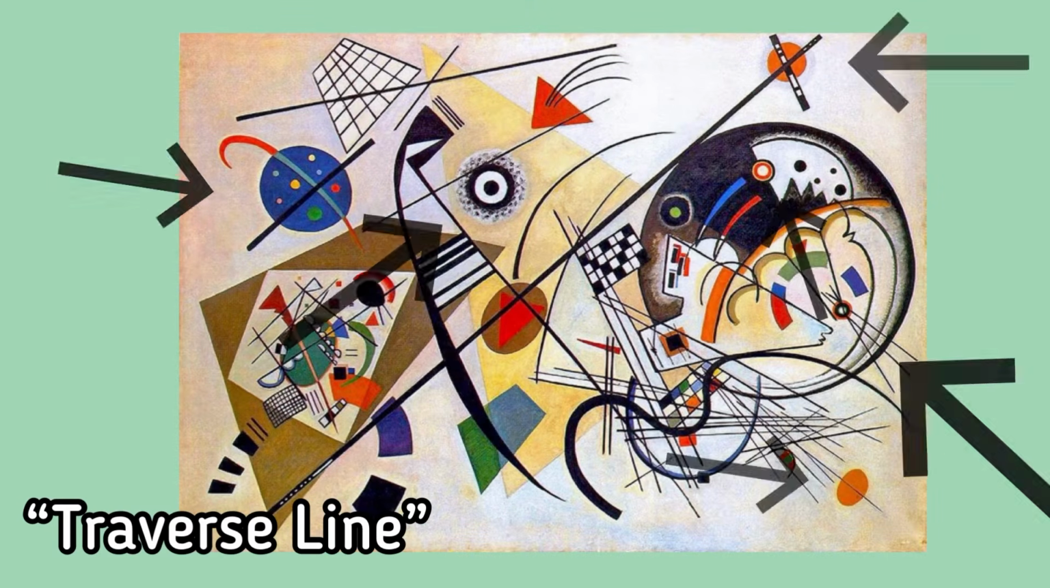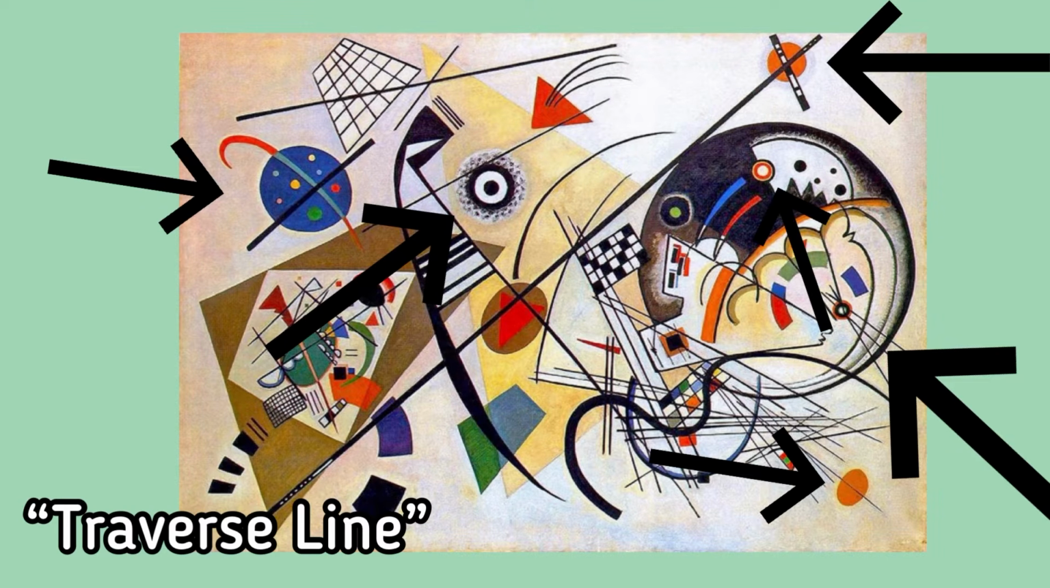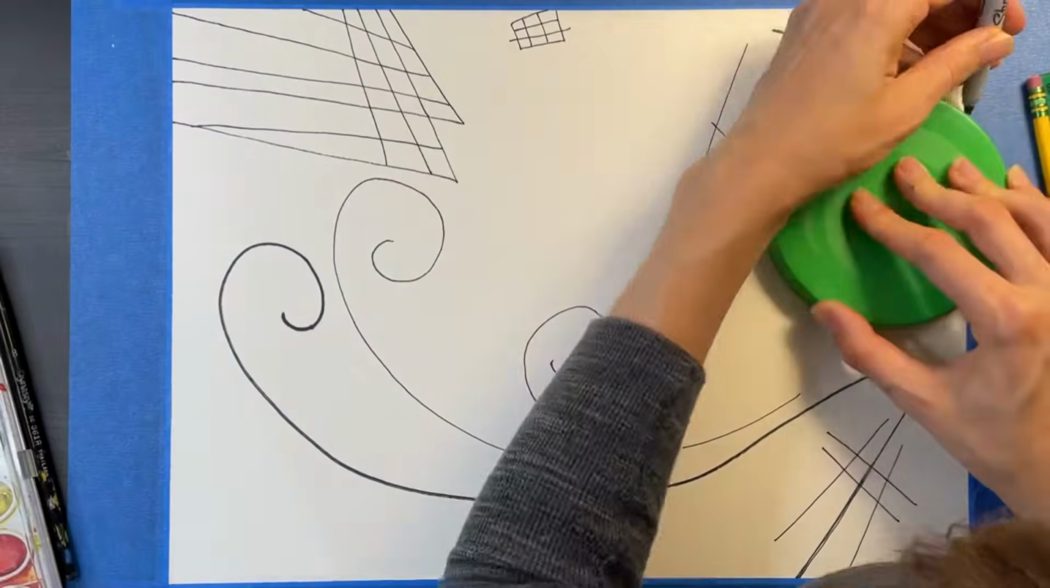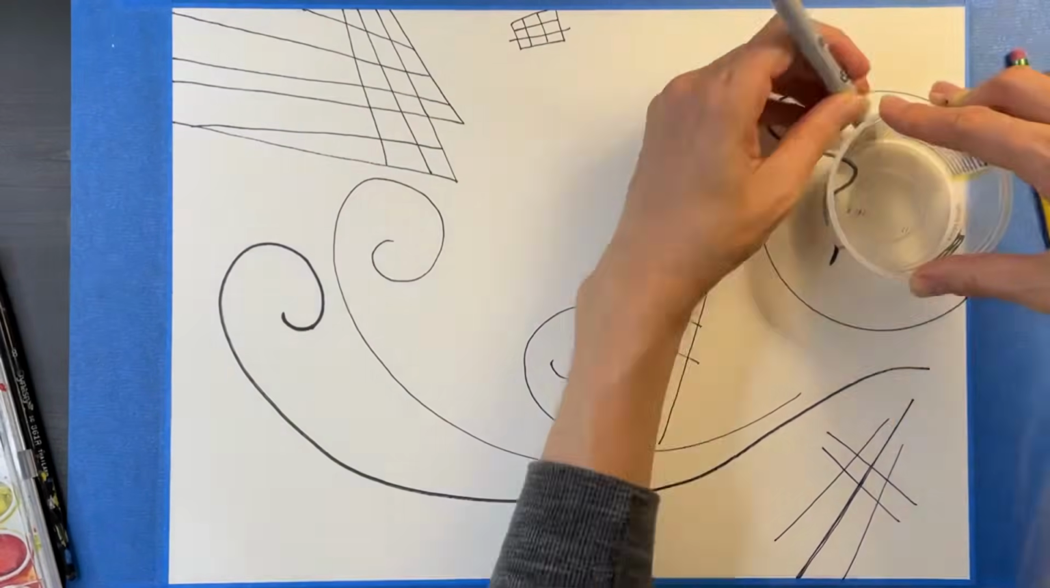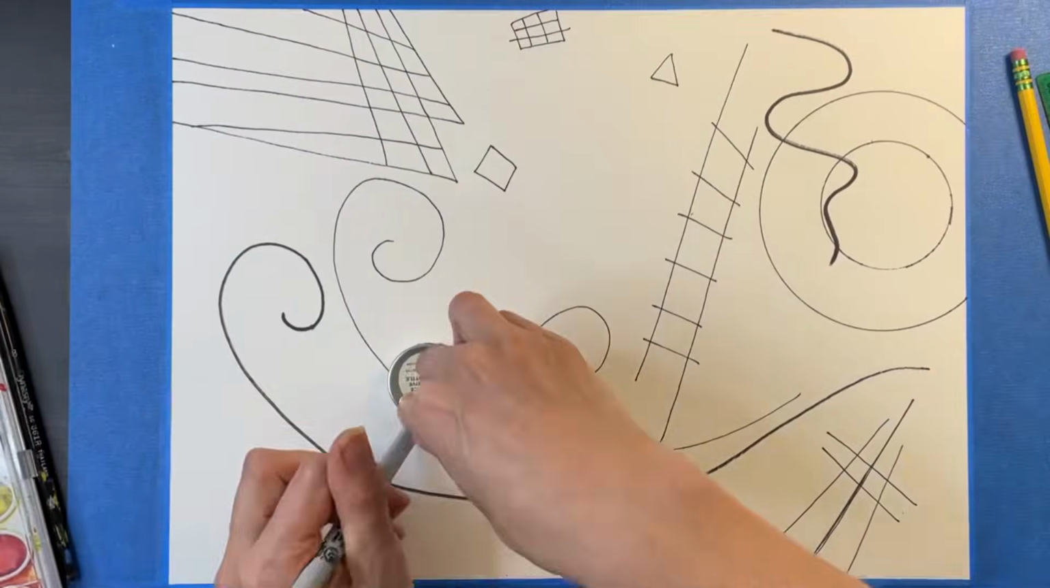Notice that there are a number of circles you can find in this painting called Transverse Line. So I'm going to use my lids to trace a few circles onto my picture. You can also freehand it if you want.